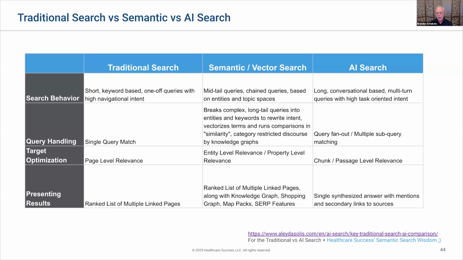And so there you're really looking at entity level relevance. In this AI search world, we're looking at long conversational-based multi-turn queries with high task-oriented intent. And underneath these prompts, or sometimes it's like 30-word queries that people are asking, it's breaking that down into subqueries and spitting those out into what's called a query fan out to then do the clustering and the chunking to then bring that back to you. So you're getting a single synthesized answer here and some secondary links to sources if the grounding worked out properly.